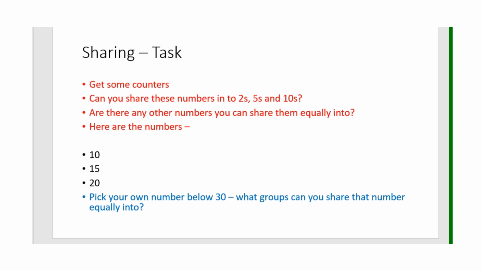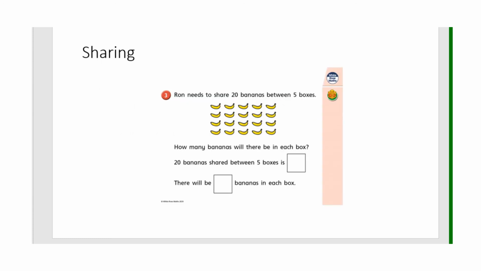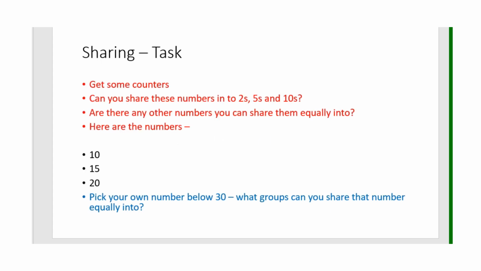Then I've set you even more challenge at the bottom. It says, pick your own number below 30. What groups can you share that number equally into? And remember to send me some of your pictures. You could write statements, couldn't you? Like 10 shared between 2 is, or 15 shared by 5 equals. Send me some of them when you've done them. I would love to see what you've been up to.